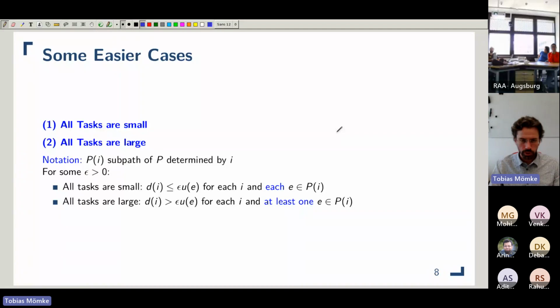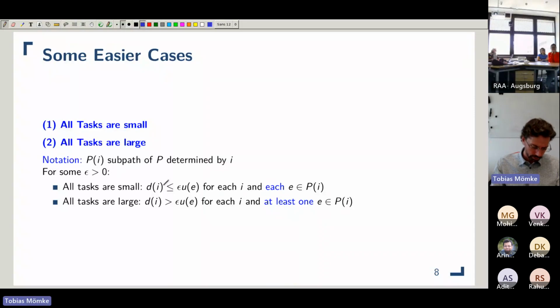So to get started on how to approach UFP, we first look at simplified cases. That is, we look at the case where all tasks are small and the case where all tasks are large. For that, let's introduce some notation that we might use several times again in the talk. We have a task I, then P of I is a subpath of that task. Recall we have a start and end time, and then there's a path from the start to the end, which is a subpath of the overall path, and we call this P of I.